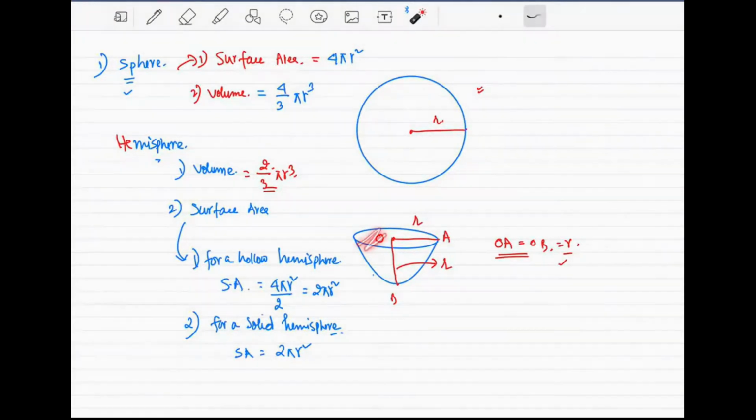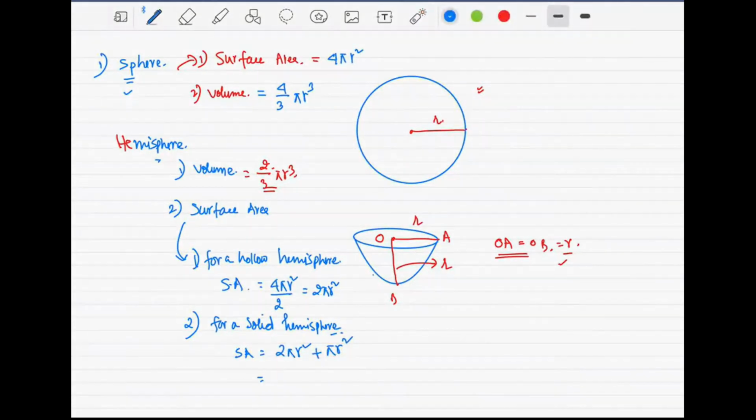But in case this is not hollow, if this is solid, then there will be an extra surface here, an extra portion of the surface, which is shaped in the form of a circle. So this circle part will be added. What is the area of the circle? Area of the circle is pi r square. So here is 2, here is 1, and there is pi r square in both of them.